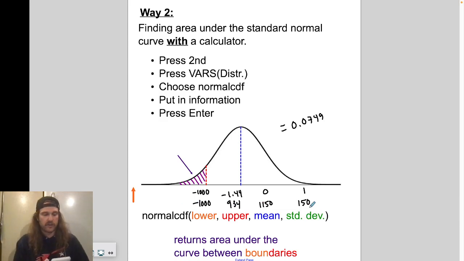And I'm just going to really quickly double check that that's what it is. Negative 1,000. And I think you have to use the negative button and not the minus button. The negative button is below 3. And then 1150 and 150. Yep, 0.0749. So 7.49% of the test takers scored below 934. Let's keep going.